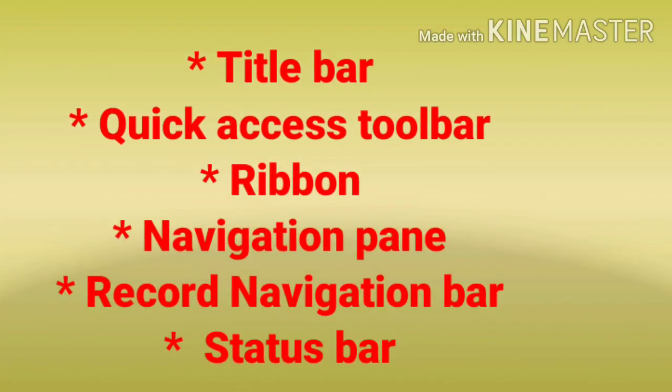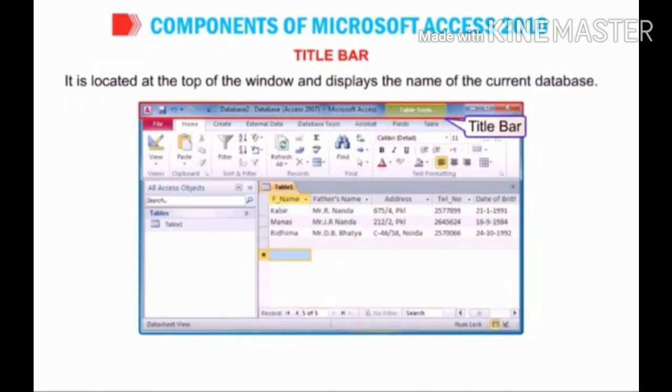Next topic is Components of the Access window. The components of the Access window are Title bar, Quick Access toolbar, Ribbon, Navigation pane, Record navigation bar, Status bar. Title bar. It is present at the top of the MS Access window. It displays the name of the application as well as the file name of the current database.